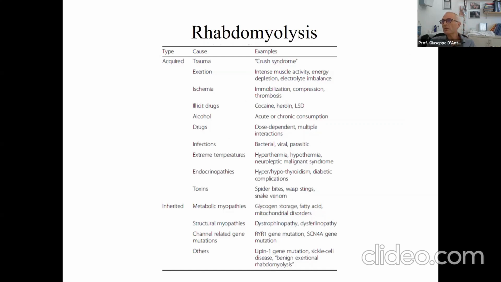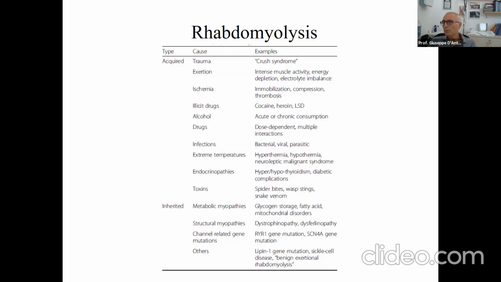Rhabdomyolysis is caused by two groups of causes. From one side, we have acquired causes, including traumas, exertion, in particular prolonged exercise, with energy depletion and electrolyte imbalance, ischemia, the use of certain drugs, infections, the exposure to extreme temperature, including cold, hypothermia, or hot environments, and also some diseases of the endocrine system, including hypothyroidism and complications of diabetes.